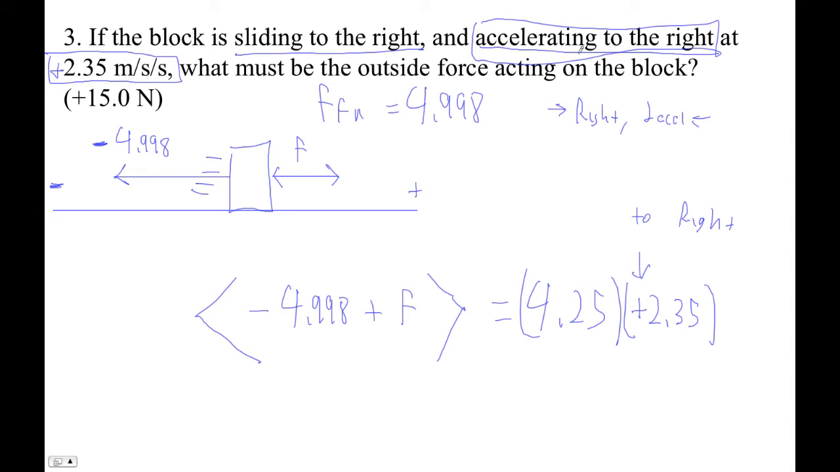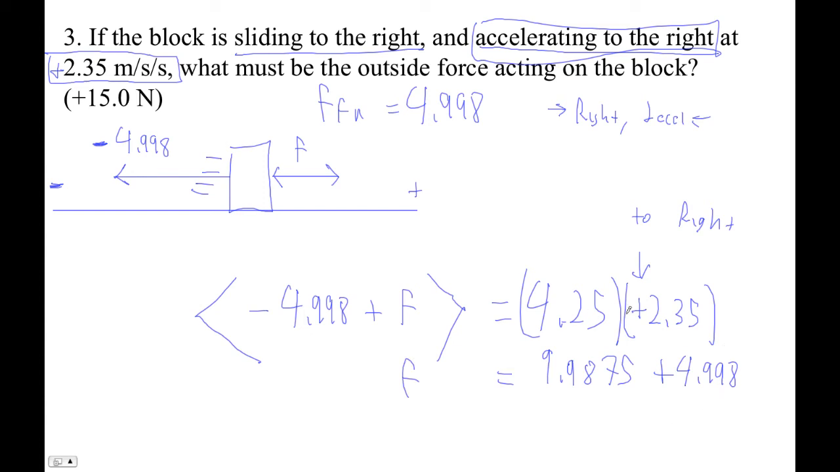Okay, but this one's simple, right? It's just accelerating to the right. We've got that, and then I think we're set. So let's go 4.25 times 2.35. Okay, and then I'm going to add this to both sides, so plus. Right, and that's going to equal F.